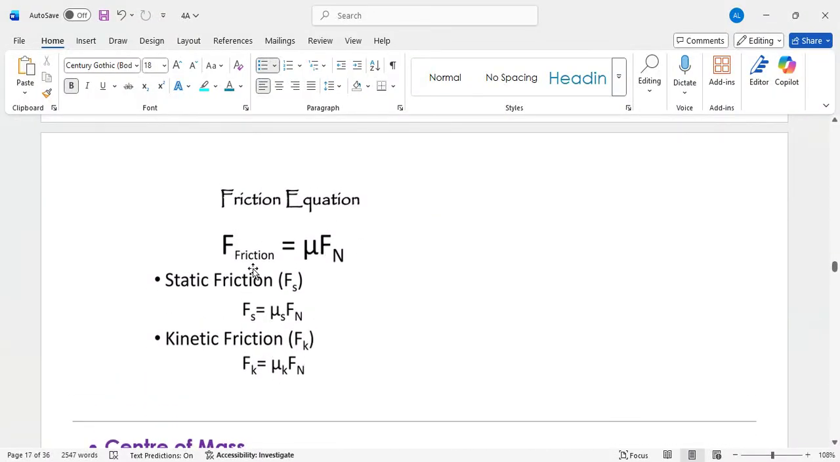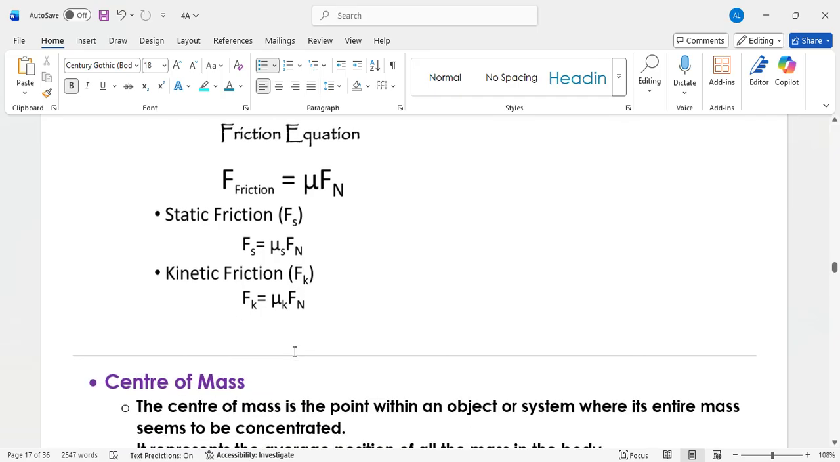Friction equation: F friction equals mu times Fn. So Fs equals mu s times Fn. Kinetic friction is Fk equals mu k times Fn, multiplied by Fn, the normal force.